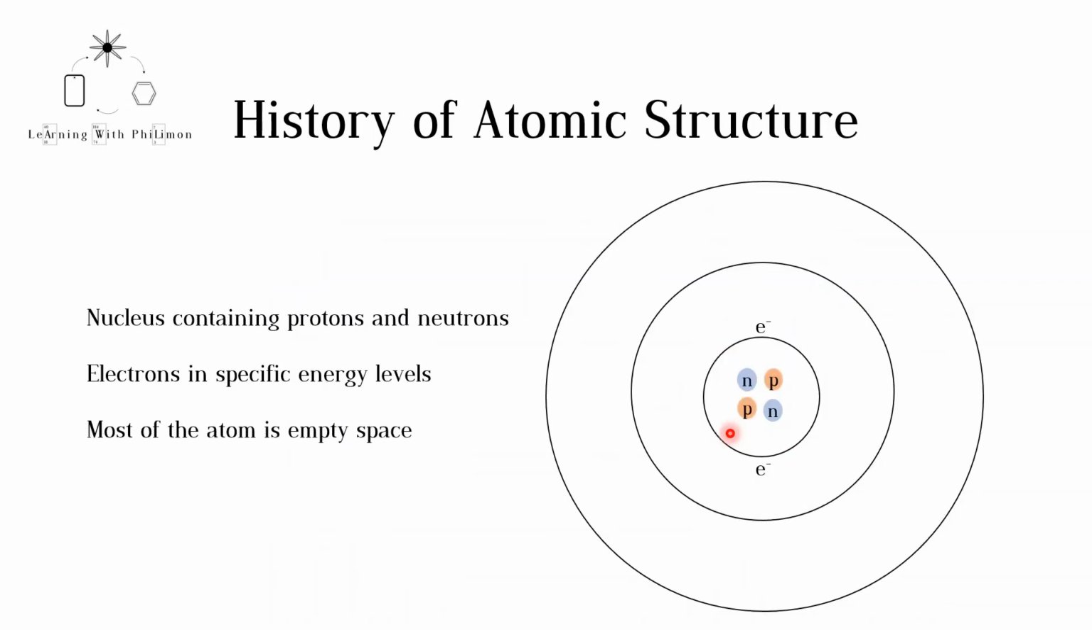Finally, we reach the atomic model that is used in Key Stage 3 and GCSE level physics and chemistry. A nucleus with neutrons and protons, and electrons in specific energy levels around the nucleus. Remember that most of the atom is empty space, and this diagram is not to scale.